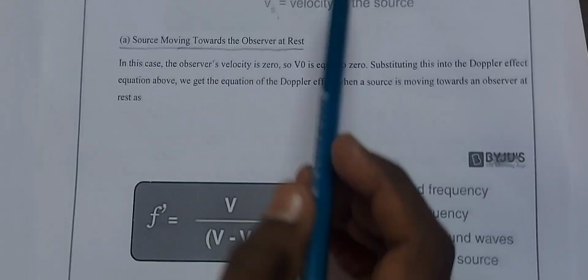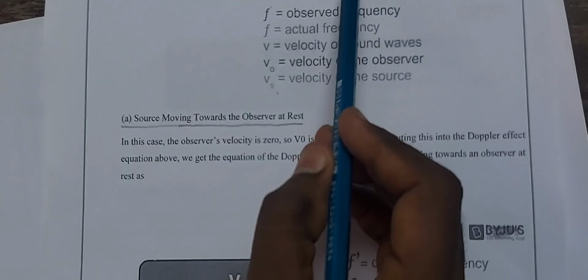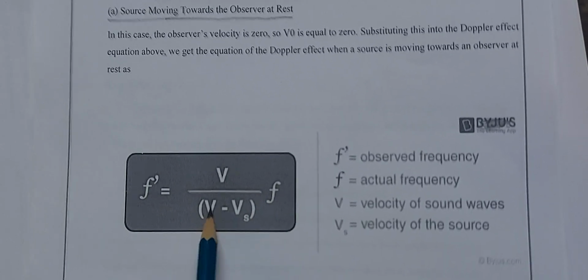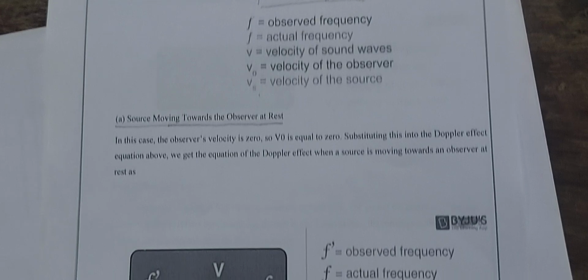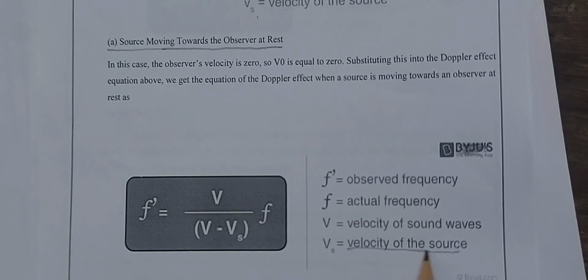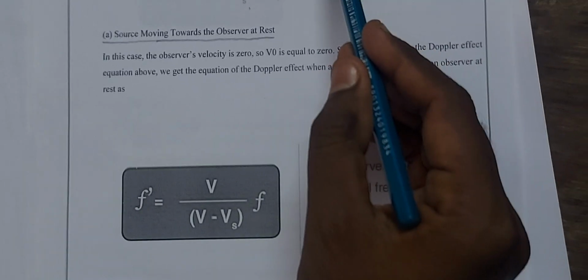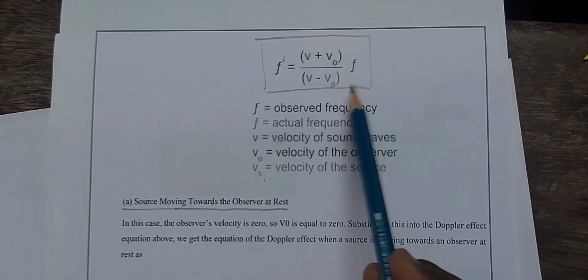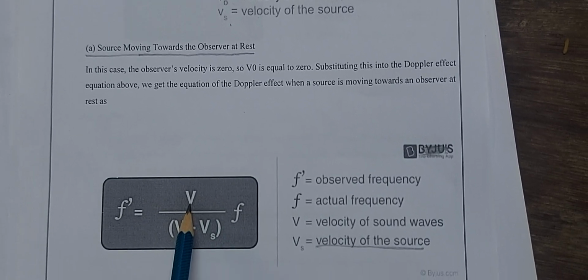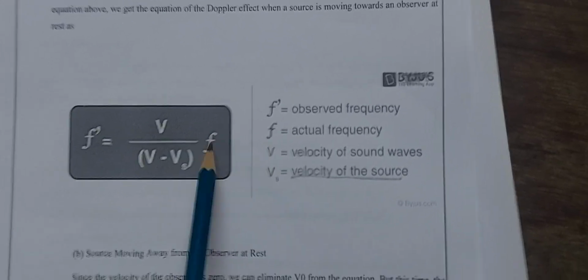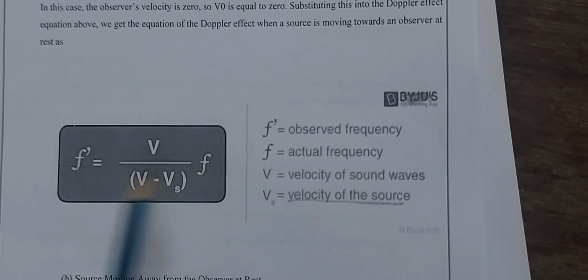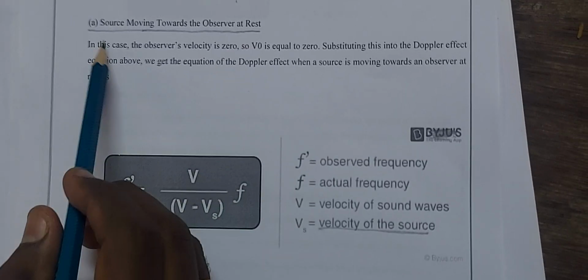The observer is at rest, so there is no velocity. The observer is at rest means the velocity becomes 0, so the above equation turns to v divided by v minus vs, because v naught became 0. v is the velocity of the sound wave and vs is the velocity of the source. So if the observer is at rest but hears the sound, how can we find the frequency of the source? By using the formula, with the velocity of the source and the actual frequency of the sound wave, we can determine the case of the source moving towards the observer at rest. This is the first condition.